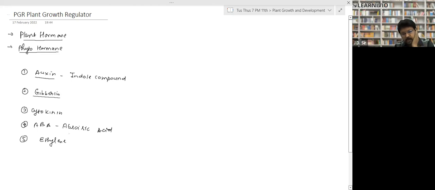So let's start putting down one by one, right? The function of plant growth regulators: what is the function of auxin, what is the function of gibberellin? So please start putting down the function of each hormone one by one. So put the first heading, auxin.